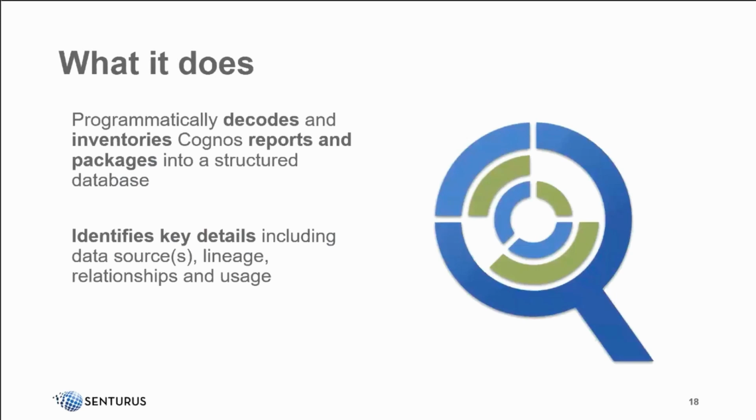And that database includes key details, including the data sources that are in use, the lineage, the relationships, and also pulls in the audit data regarding usage. So it gives you a really broad perspective on where and how your content is being used, and also what the structure of that content is.